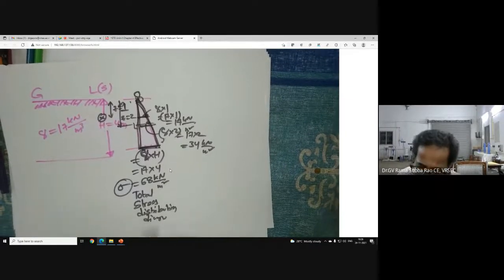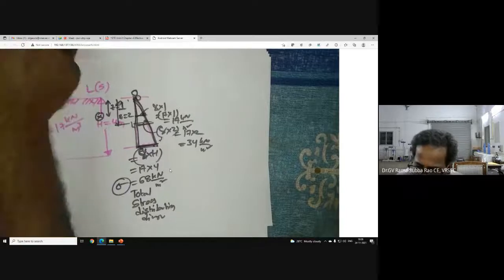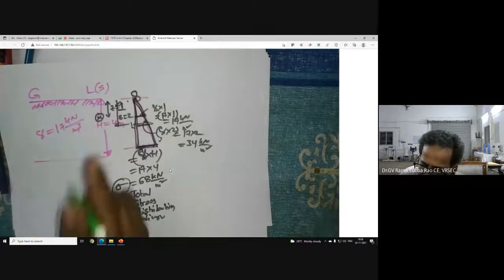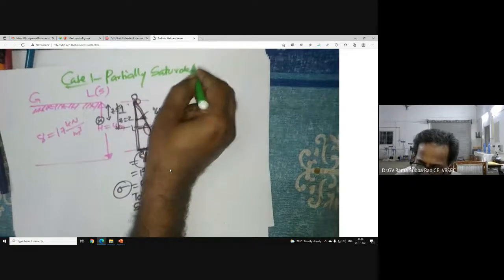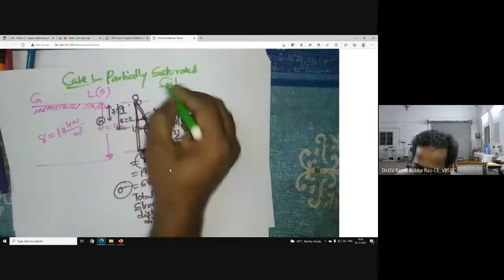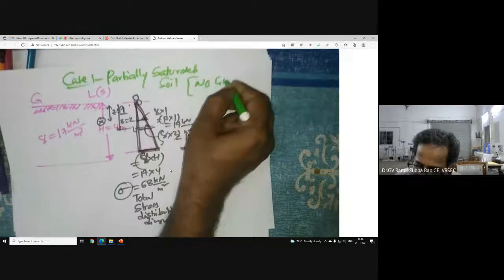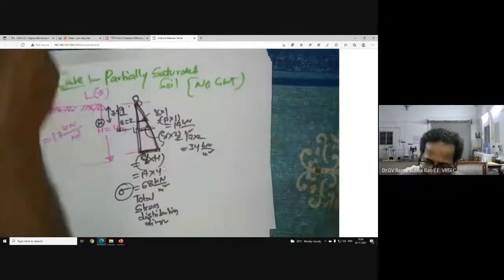Now, I'm very much interested to discuss pore water pressure. Luckily, in this particular case that we are discussing here, it is just partially saturated soil, where it is very interesting to discuss. There is no water table, no groundwater table. So one can easily understand there is no groundwater table.